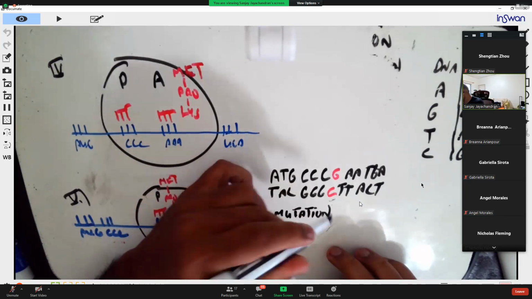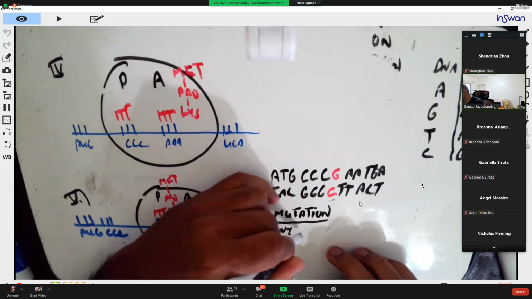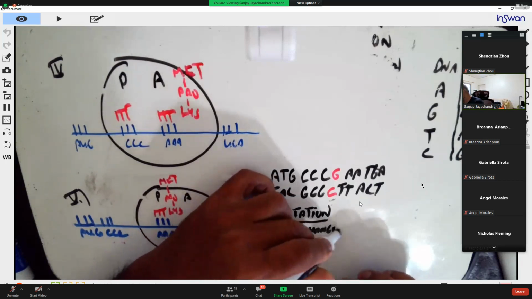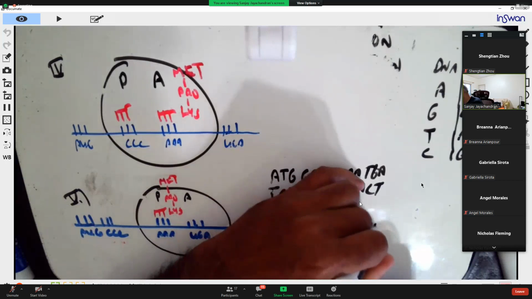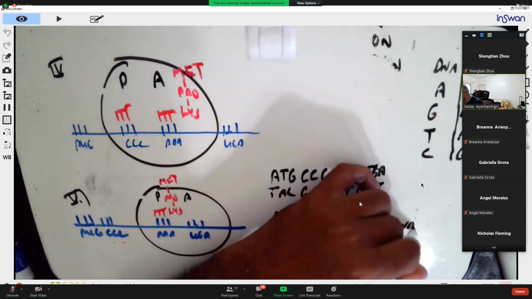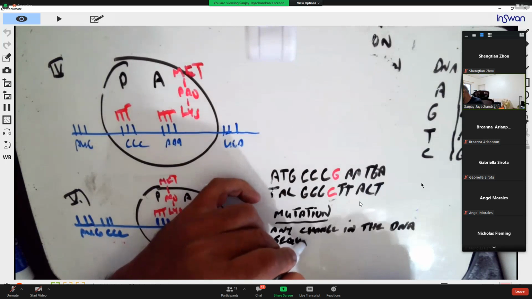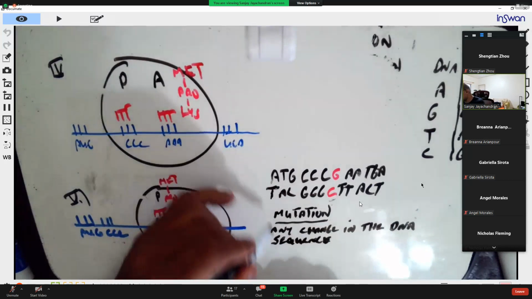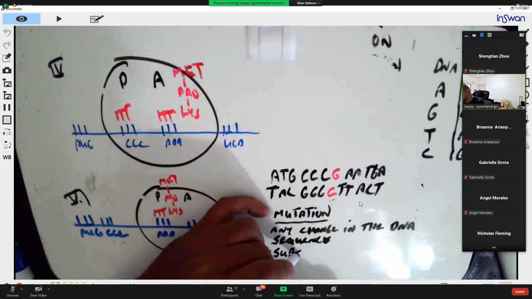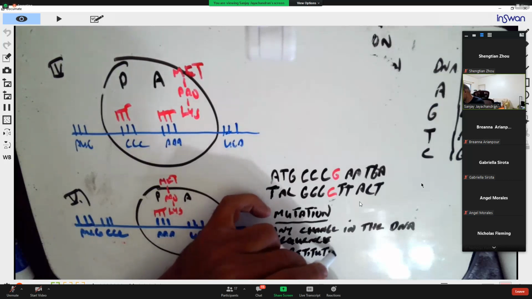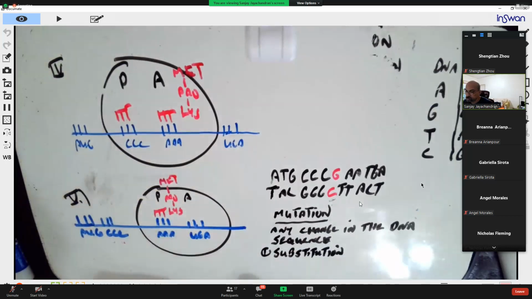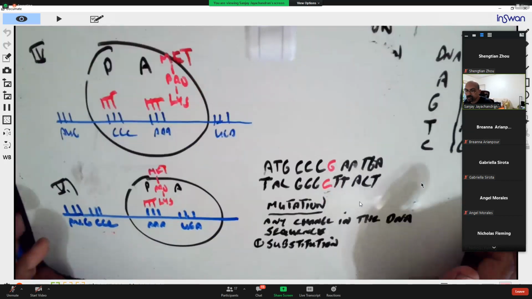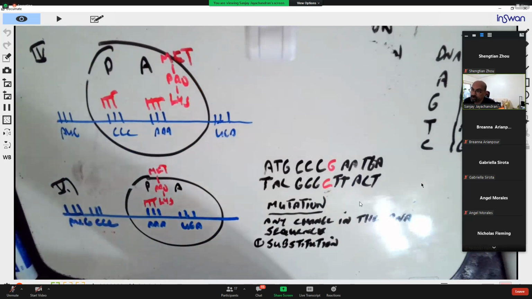Mutation is any change in the DNA sequence. Okay, this particular mutation is called a substitution. Now, substitutions might have an effect, might not. Bad substitutions like the one you have with normal hemoglobin versus sickle cell hemoglobin. So a point mutation like that.